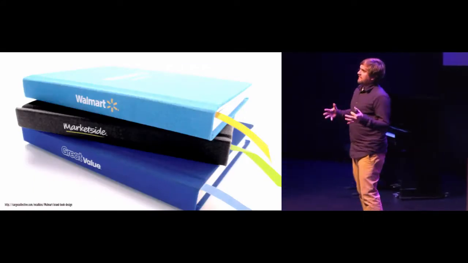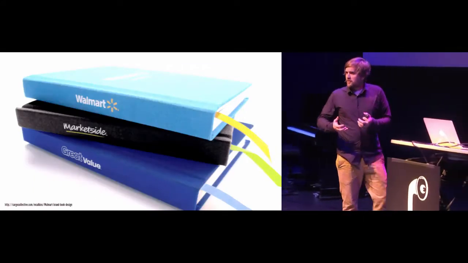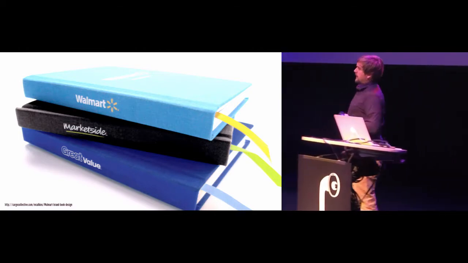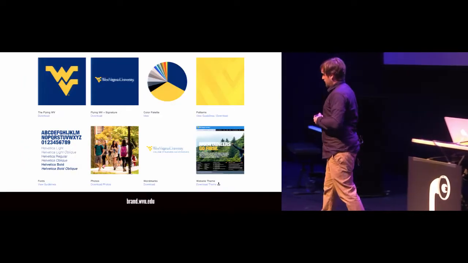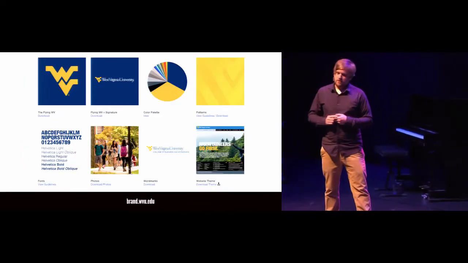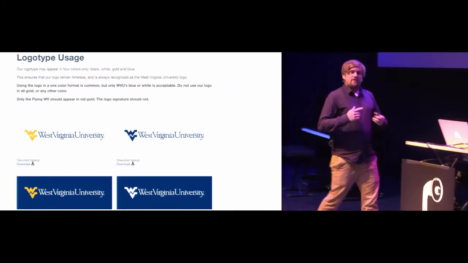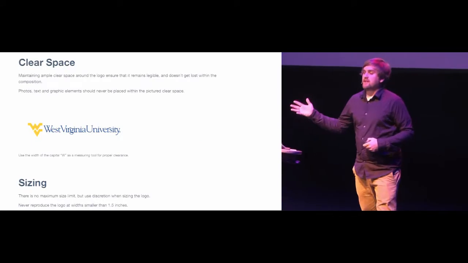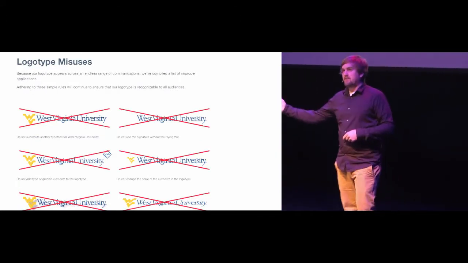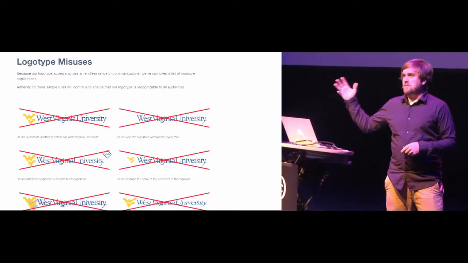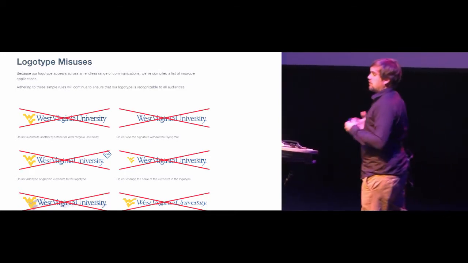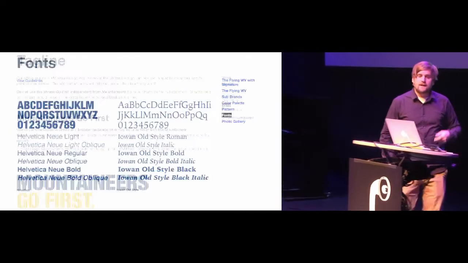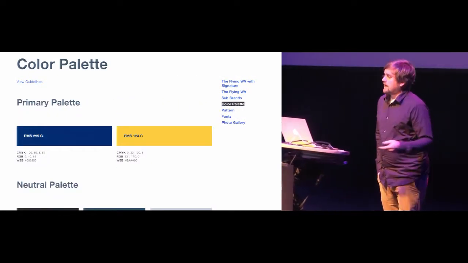Historically, these things have existed as hardbound books, which are sort of weird, and they still exist to some degree. But more and more of these things are making their way online. This is West Virginia University's style guide. You can see they articulate, here's our logo, here's how you use it, here's how you space things, here's how not to use it, right? They have all these different people using their brand assets, so of course it's important for those things to remain consistent, right? Here's our tagline, here's fonts, here's our color palette, right?